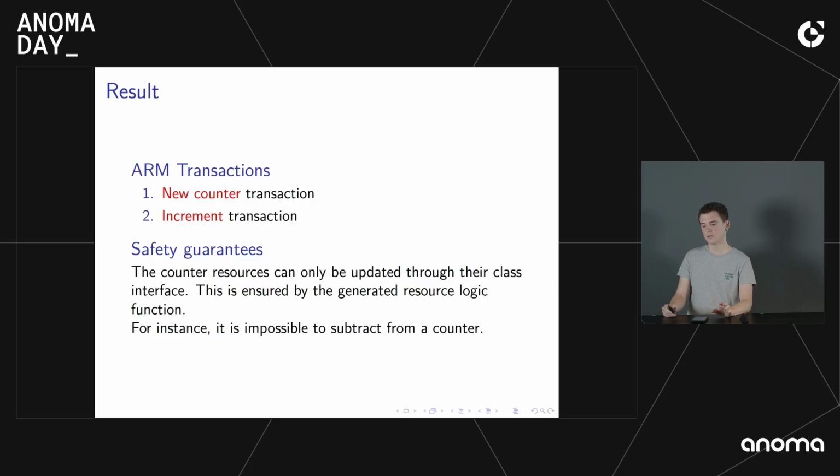And also, as I mentioned before, we get some safety guarantees. This is kind of important because this guarantees that the objects that you create through the AVM layer can only be updated through the API that you have defined in the class. So for instance, if we try to subtract from a counter, the resource logic will fail.